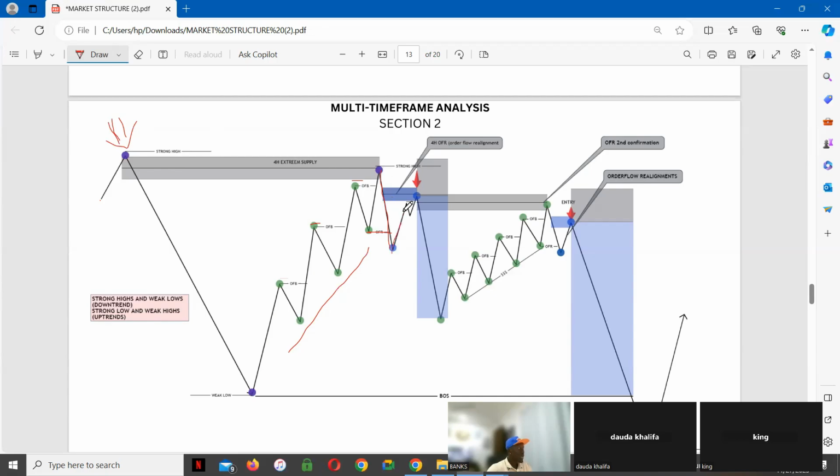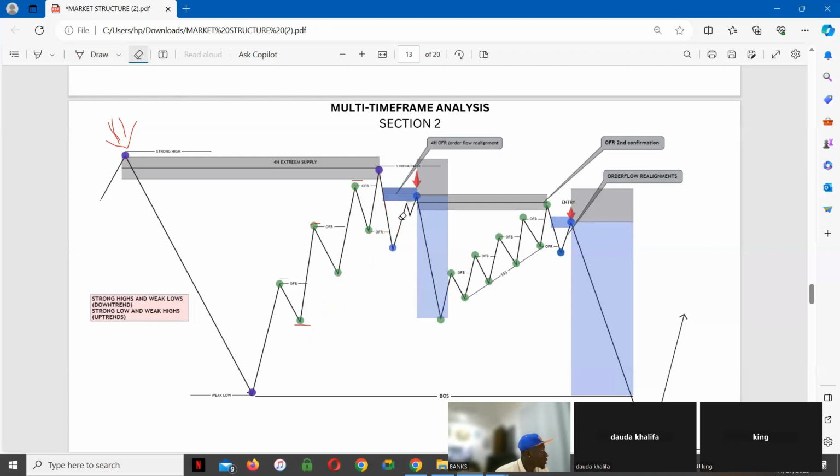Waiting for a pullback into our premium level. It doesn't matter if we have our supply level here, our fair value gap, our order block, or anything inside that premium level. We take our entry and put our stop loss above the swing high. Then we target these lows here. When price is going down, you keep taking profits until price gets to your main structure or your main target.